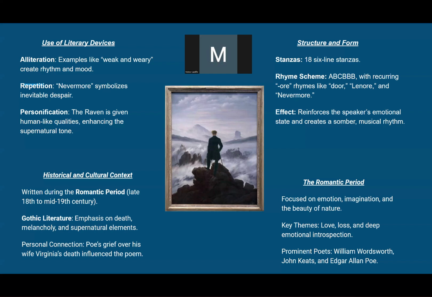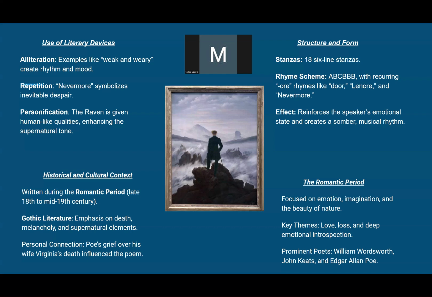Historical and cultural context. It was written in the Romantic period from the late 18th to the 19th century. It is Gothic literature, which emphasizes death, melancholy, and supernatural elements. Some personal connection. Poe's grief over his wife Virginia's death helped influence this poem.